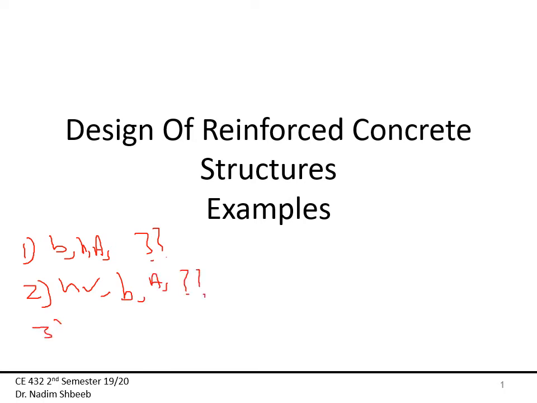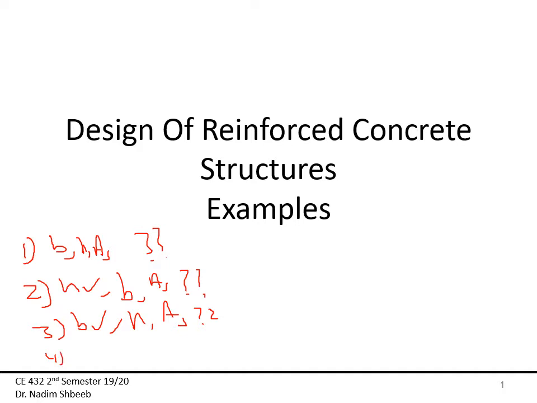The third category might be where I know my B, and that is if you would like to design your beam to be flush with the column. So the width of the beam is the same as the width of the column. And at that point, H and the area of steel are both unknown.